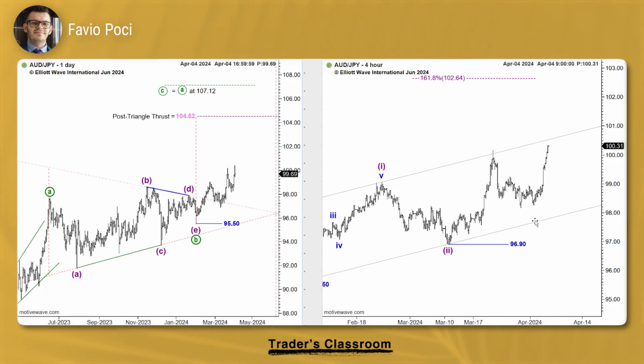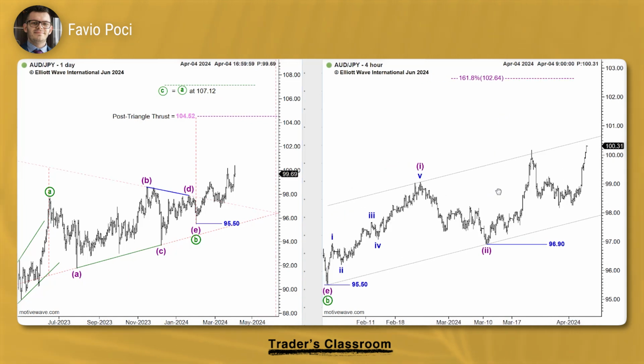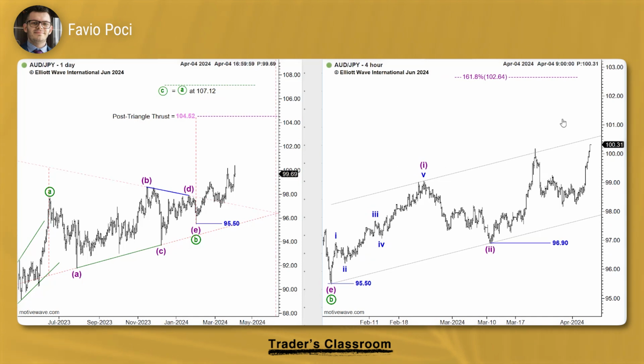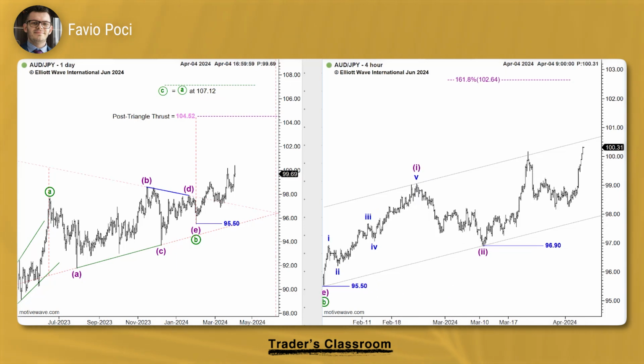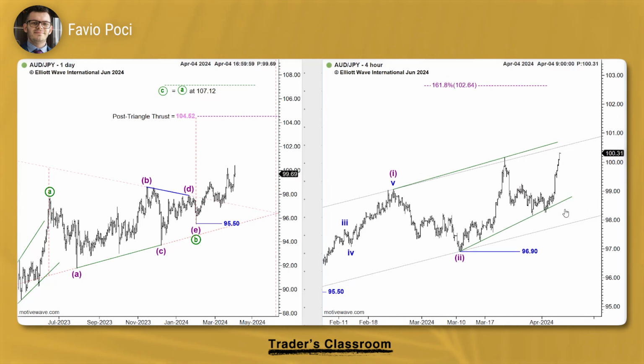So we got a corrective pullback, and it's very difficult to count this as something impulsive. So I went back and adjusted the internals of the sequence from 95.50. It looks like a diagonal is unfolding here. So I did the adjustment when the market started rallying back. So that's going to be our 1, 2, 3, 4, 5. A larger wave 1 diagonal is underway.